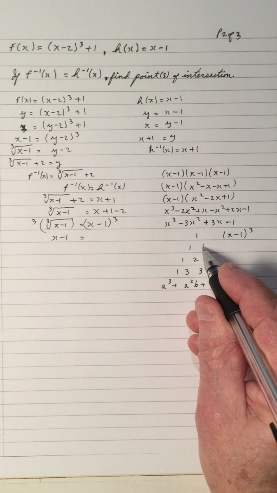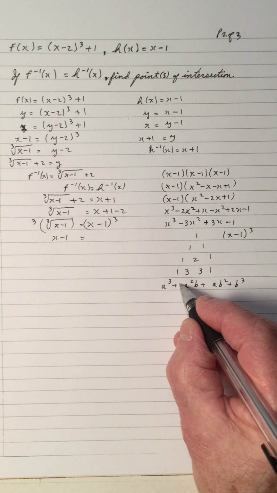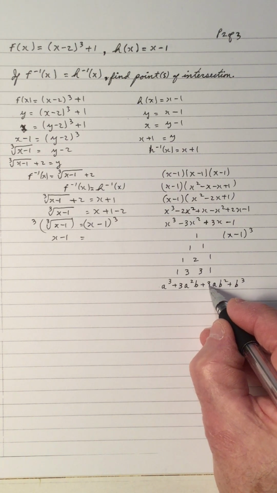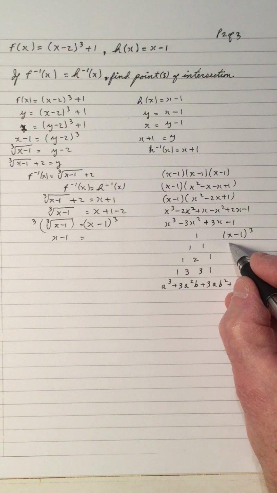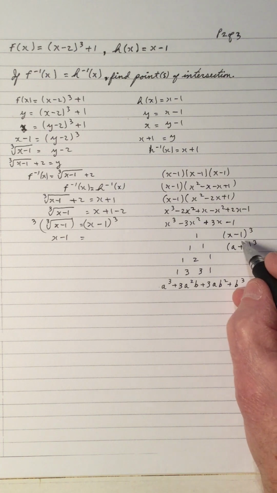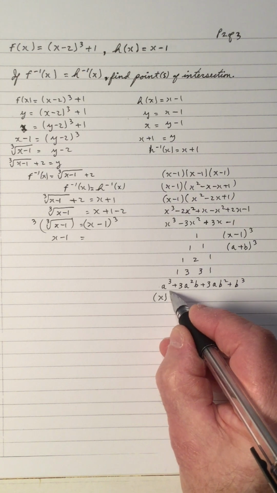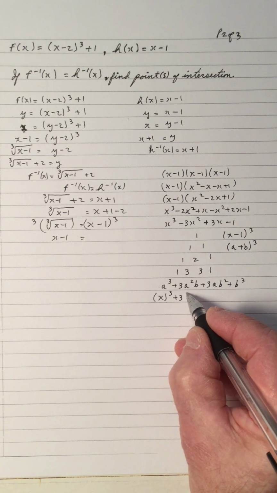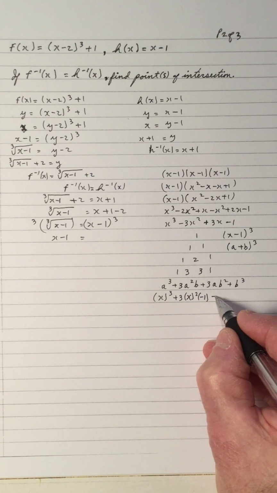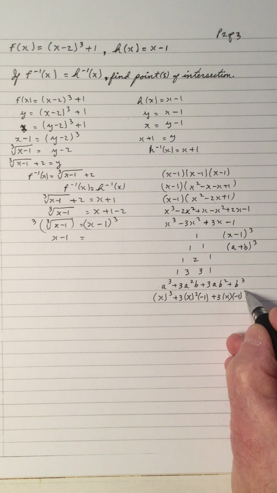So I have a 3. This is the 0 power, this is the 1 power, this is a square, this is a cube. So that 3 coefficient goes there. There's the 1 there, 3 there, 3 there, and a 1 there. So what we have is (a plus b) cubed. The a is x and the b is negative 1.